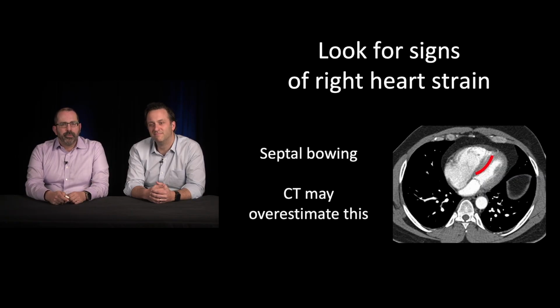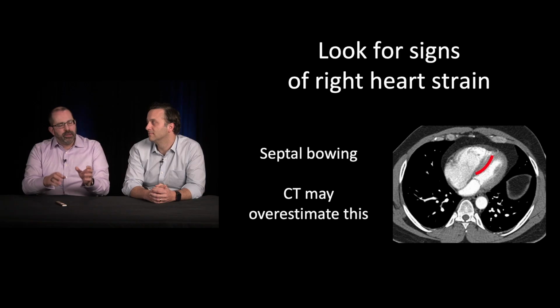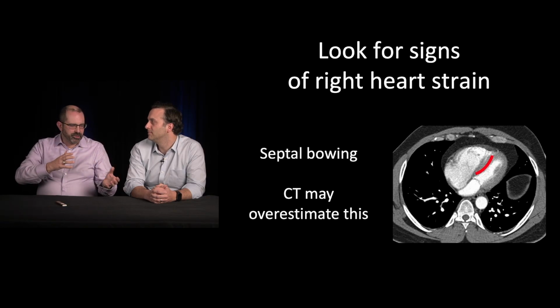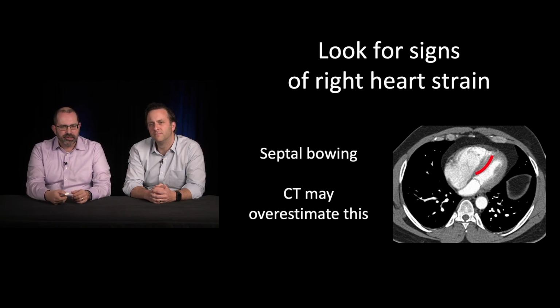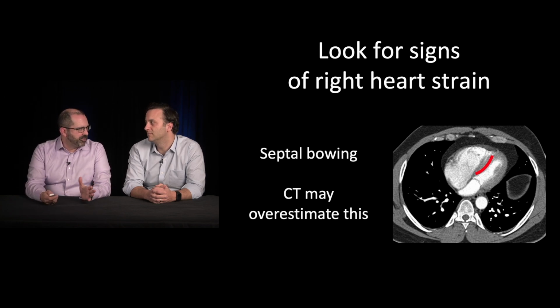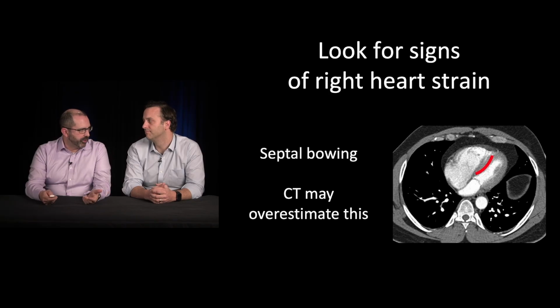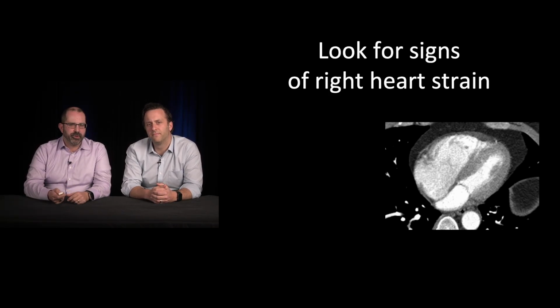Now, CT has been accused of overestimating this. And it sort of makes sense because, again, we're catching a static image of a moving structure. And so there's some thought that maybe we're just catching it in some parts of systole and we're maybe overestimating this. So echo is a much better test to dynamically assess this. And that's what we would always recommend. But this sort of gives you some clues that there's probably some elevated right-sided pressures.